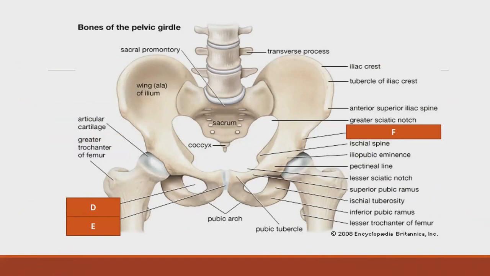Greater trochanter. No, that's fair. Yeah, C's down here. That's my bad. D. Good stuff. E. Wait, F?